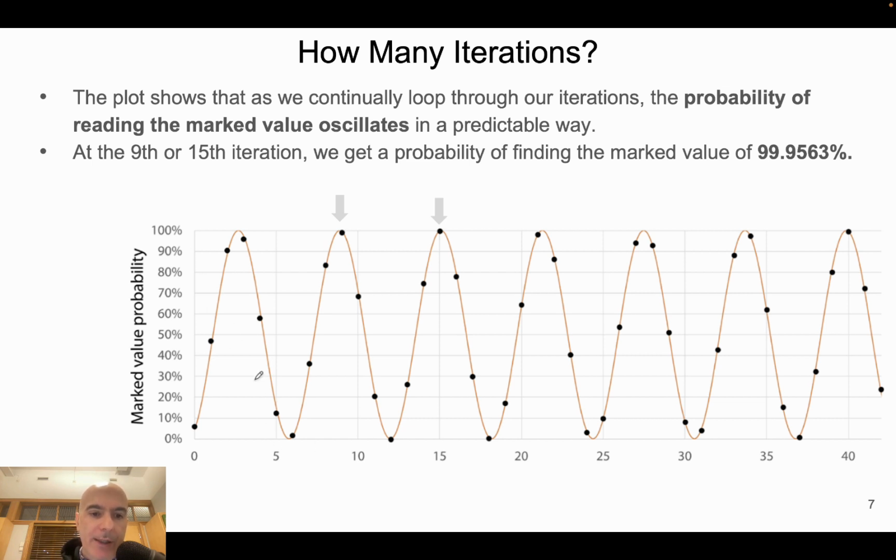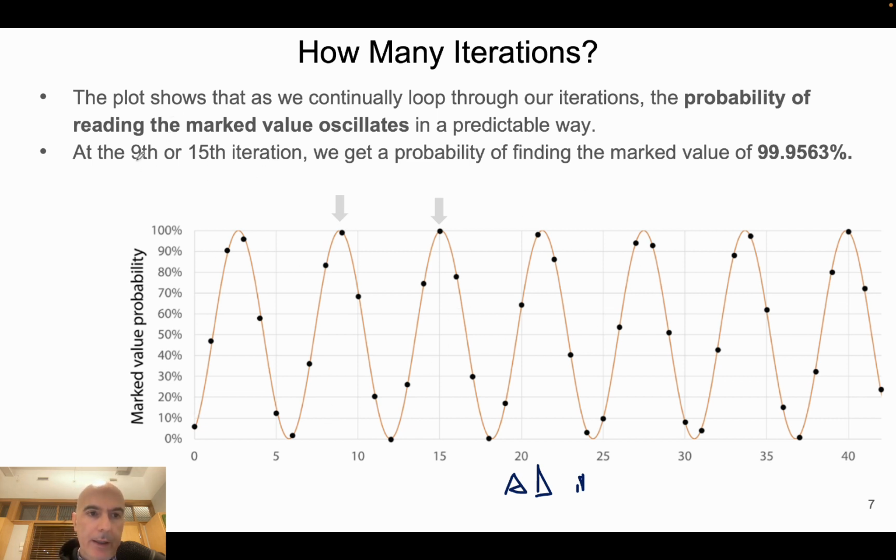The plots that we see here show on the x-axis the number of amplitude amplification iterations, and on the y-axis the marked value probability. What is the probability of observing the marked value after the measurement? We can see that the probability of reading the marked value oscillates in a very predictable way. It's basically a sinusoidal behavior.